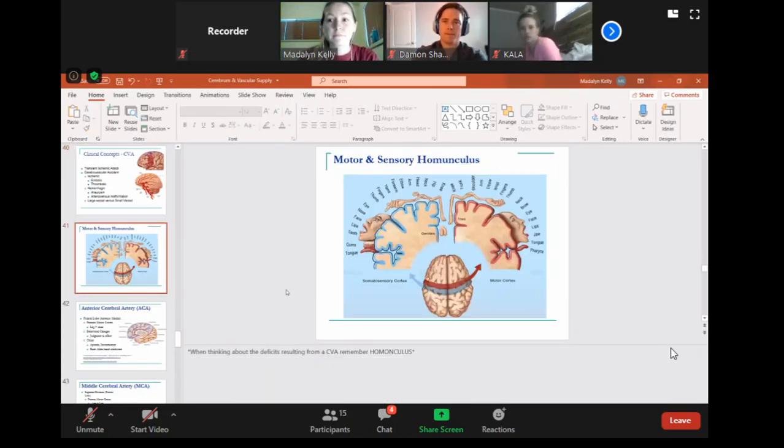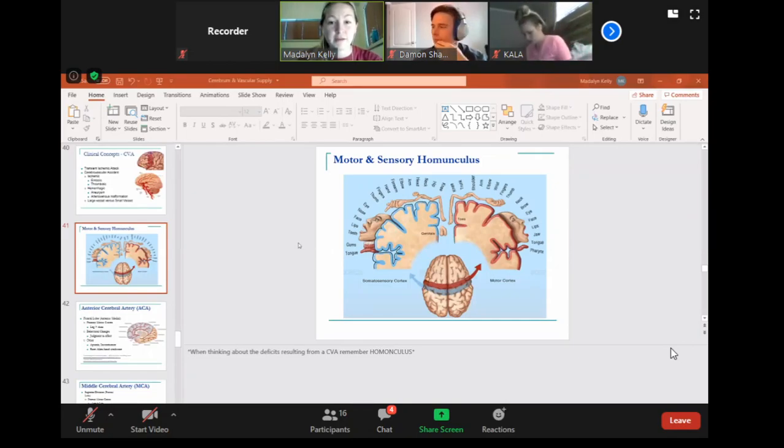Also, just a little side note, whenever a stroke presents to the ER, that's why they do a CT immediately, because they will know if it's hemorrhagic or ischemic, and then that'll determine whether they administer TPA or not, just to get it within that 3-hour window. Oh, that's good to know. Good. Thanks.